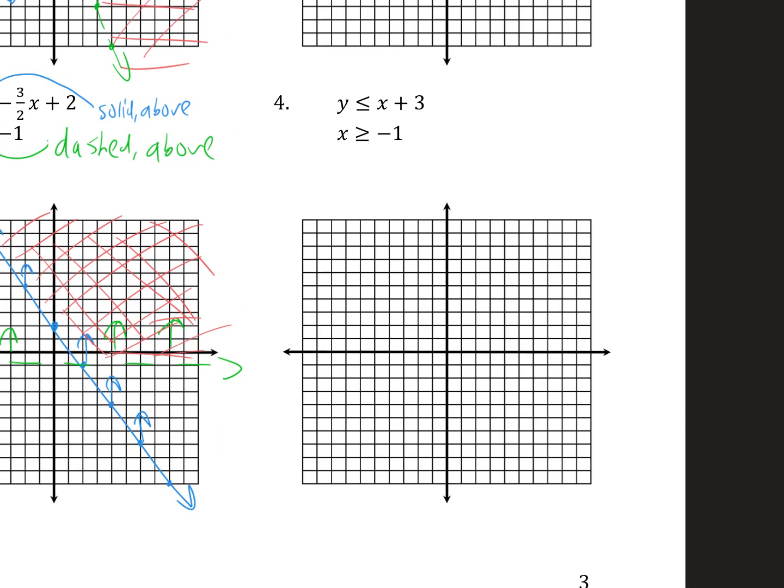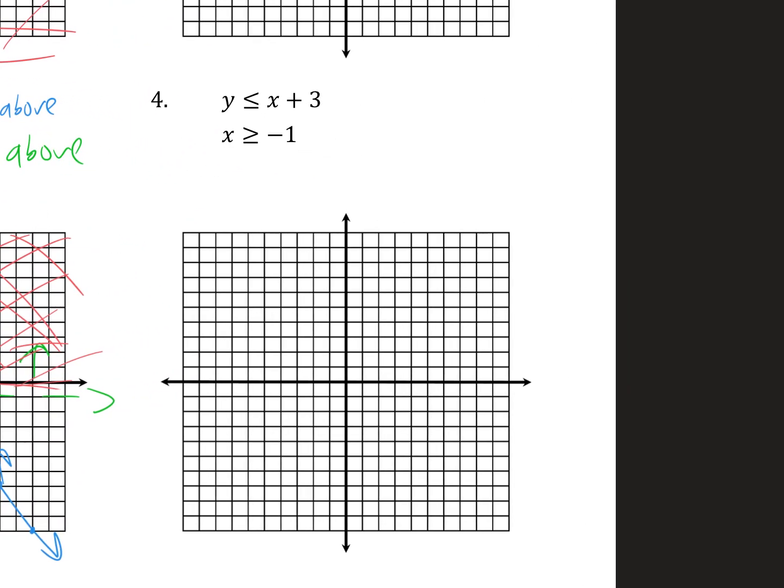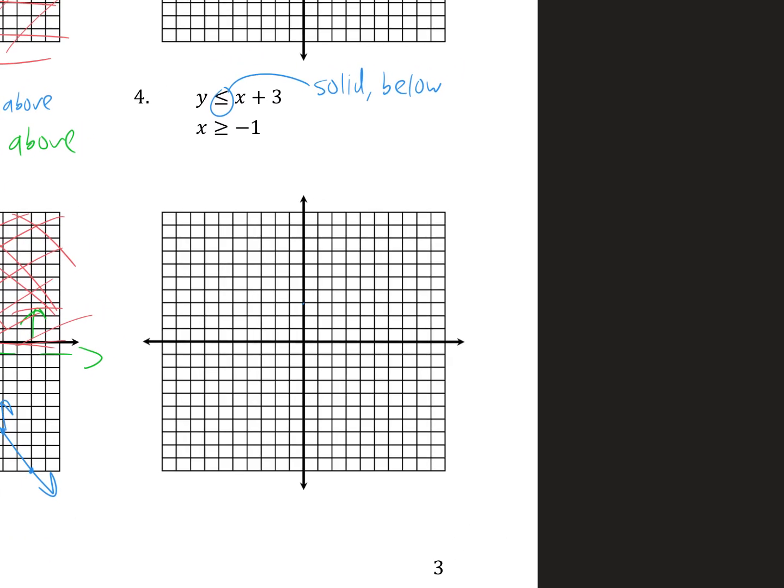Last one over here for this part. We got y is less than or equal to x plus 3. That's solid or dashed? It is solid. Is it above or below? If it's less than, below. So we go up 3, put a point. Up 1, right 1 for our slope. Down 1, left 1, all the way across. It's a solid line. It's not a great line. It's still not great, but it'll work. We're going below, so draw some arrows below.